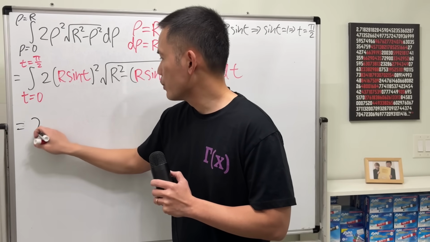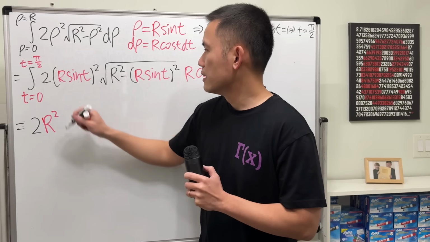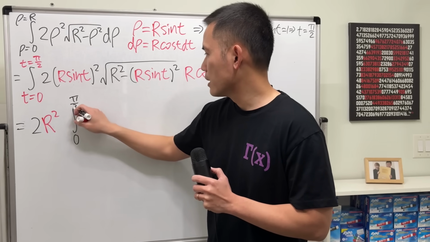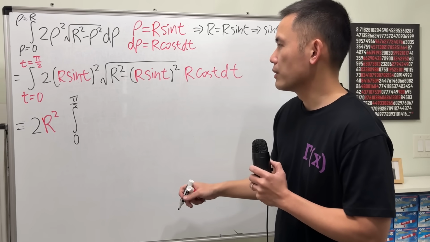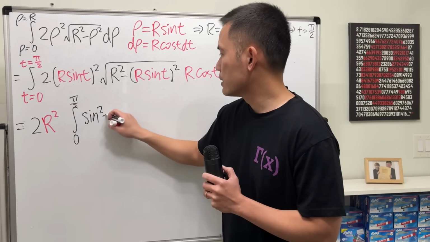2 can be put all the way in the front, and we have r squared. Let's also put that all the way in the front, and then we have the integral from 0 to pi over 2. And we'll finish everything in the t world. At the end, we just get some values out of this. And then here we have sine squared t.